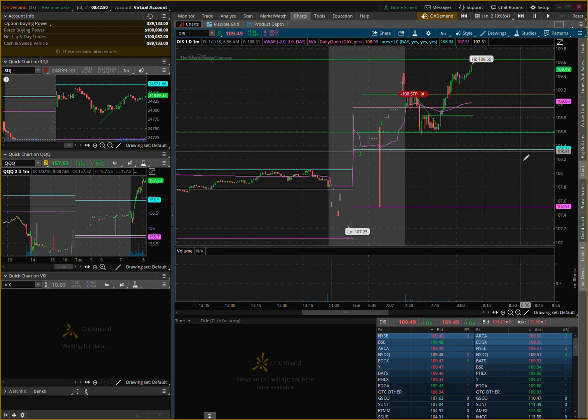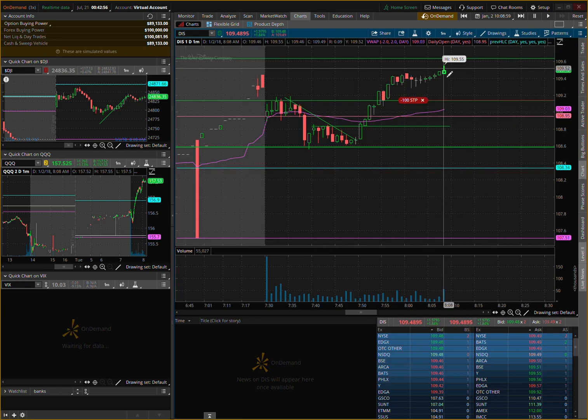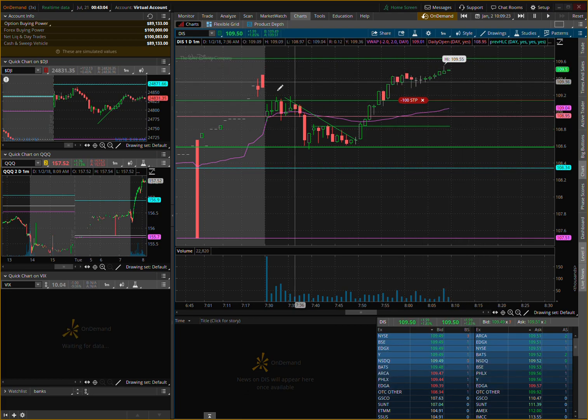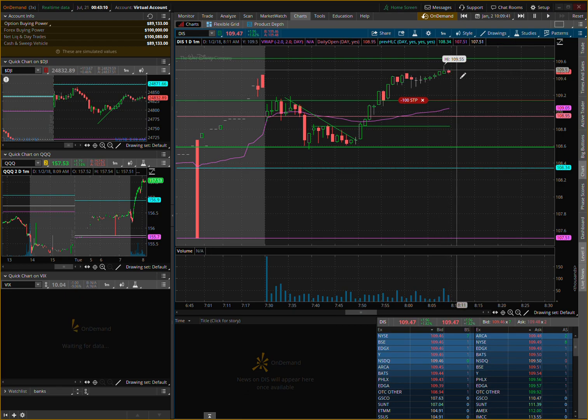Now, I'm going to keep practicing. So that little wick right there, it attempted to go up, but it was sold down. So it brought it all the way back down here. But it still looks like it has some momentum. Not as strong as here, but there seems to be some momentum here.